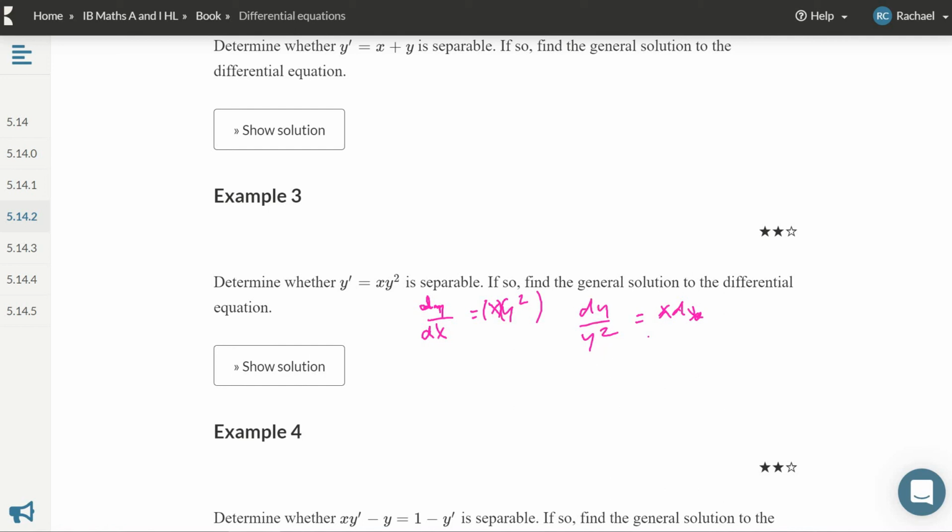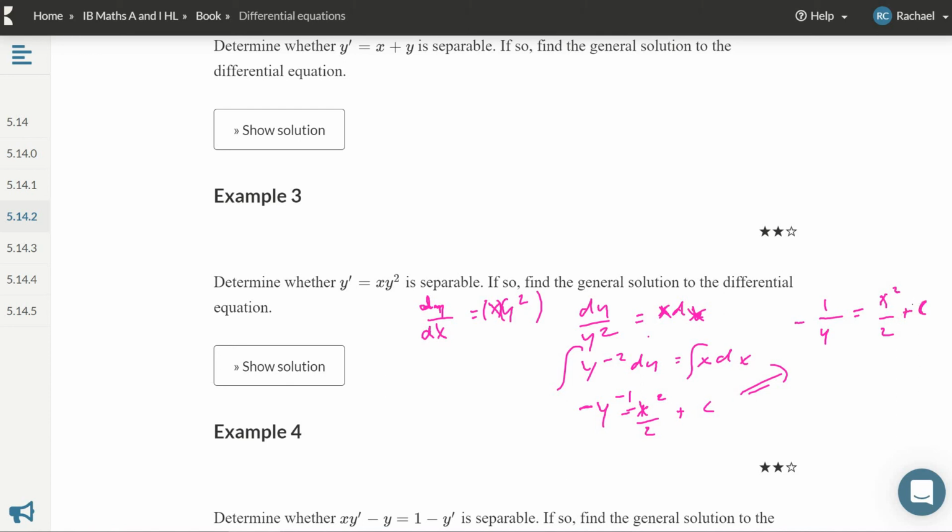So here we do our manipulation. We have y to the negative 2 dy equals x dx. And here we integrate. The integral of y to the negative 2 is going to be negative y to the negative 1 equals x squared over 2 plus c, right?